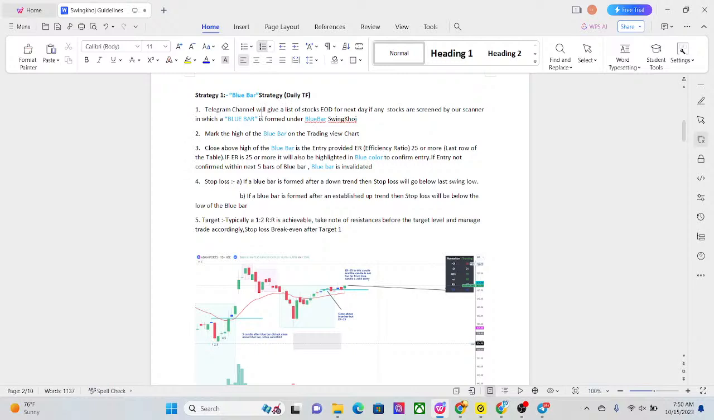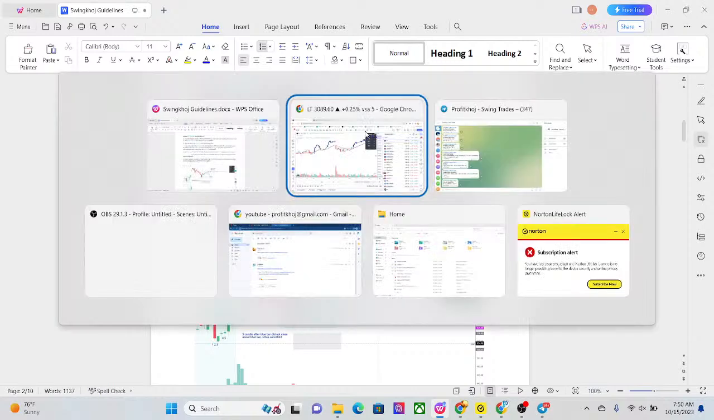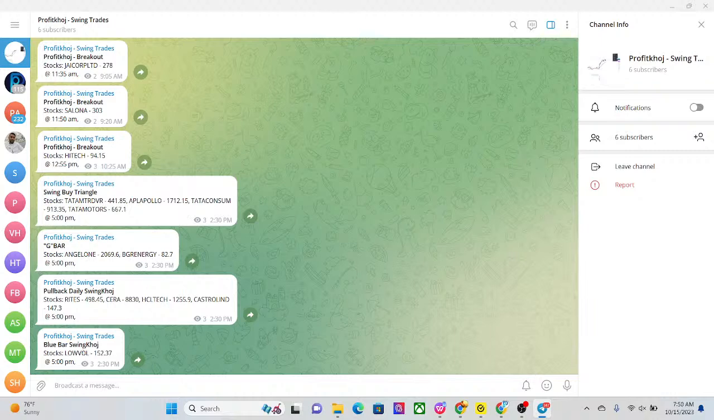So, blue bar strategy. The Telegram channel will give a list of stocks at end of day for the next day, if any stocks are screened by our scanner in which a blue bar is formed, under blue bar Swingkhoj. So we can see in the Telegram there is a stock. You can see blue bar. There's a blue bar. So let's check out this stock, Low Wall.